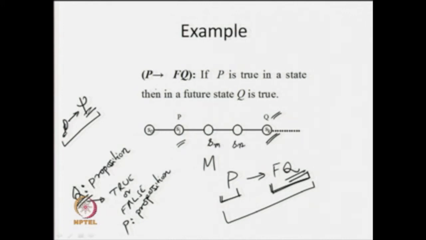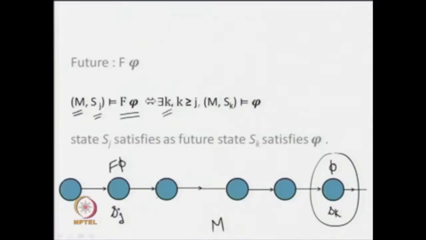Now, this formula P implies F q, where is it true? So, if you look into it, again I will come to this particular notion. If you look into the future behavior, I will go back to this particular definition again. Future, you just see that where I am having these particular things. So, here you just see that if in a state S j, I am going to say that in state S j F phi holds, we are saying that there exists some k where k is greater than or equal to j and M, S k models phi.